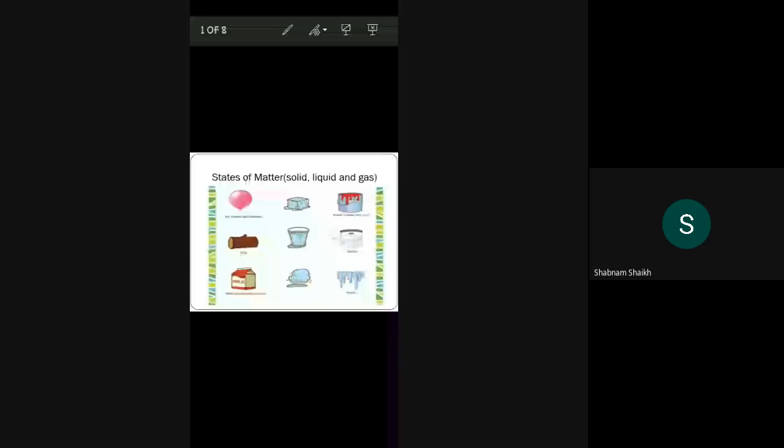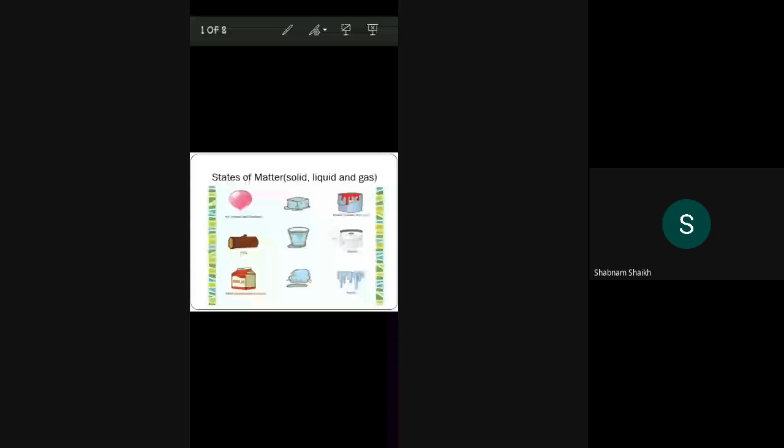So are solids hard, like wood and all that? They are also hard. Yeah, wood is hard, and even ice is hard, solid. From here, if I can see the picture clearly, the balloon is there, and some I can see in the last row. So these are all solids.